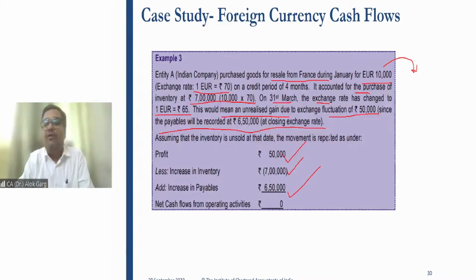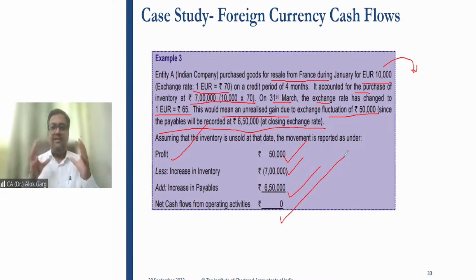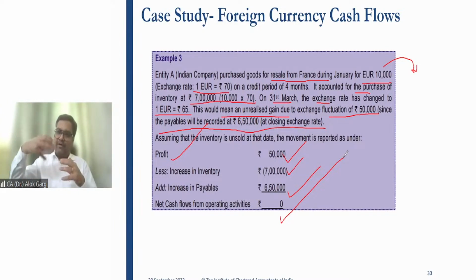So this is cash flow from operating activity. This is profit before tax. This is your movement in working capital. Increase in inventory has been reduced. Remember the example. Increase in payable has to be added. Net cash flow from operating activity is zero. And you understand that if you just figure out this entire transaction, it was acquired on a credit basis. Till the year end, nothing has been paid. No money has been paid. So there is no cash.